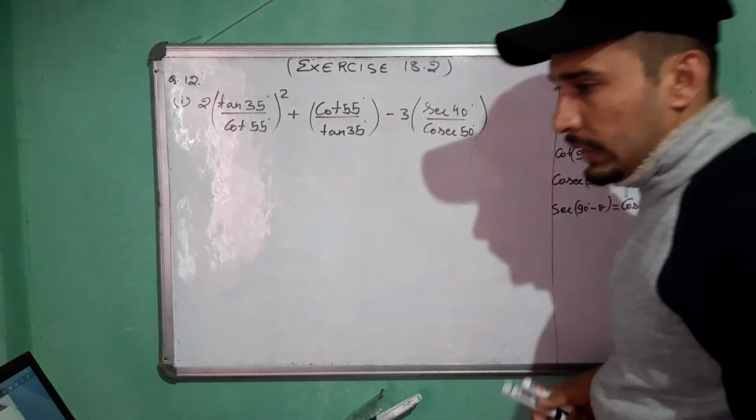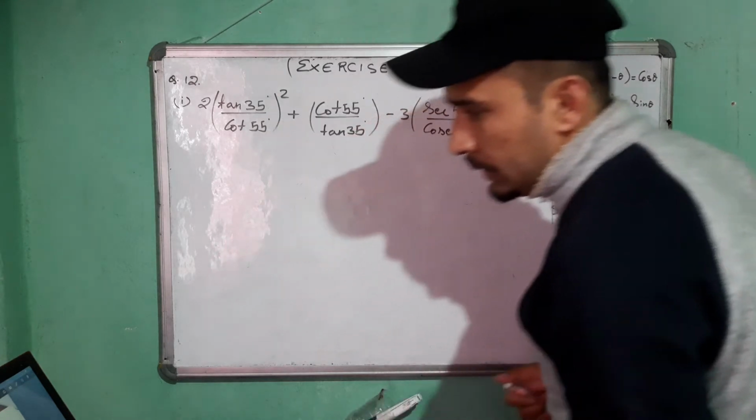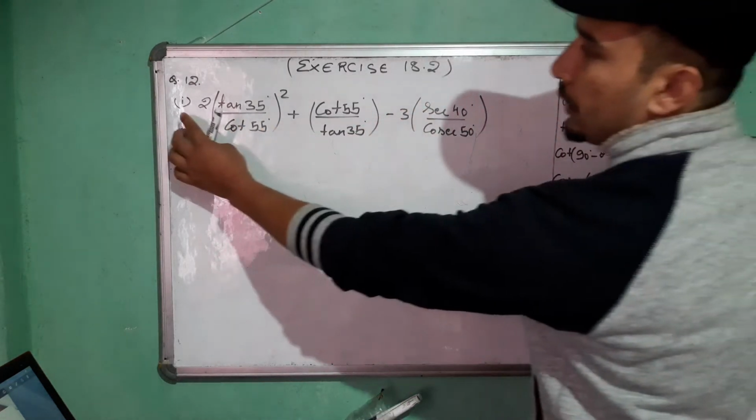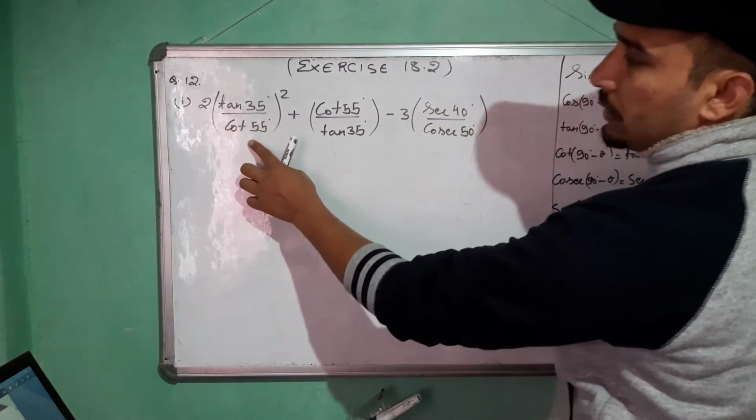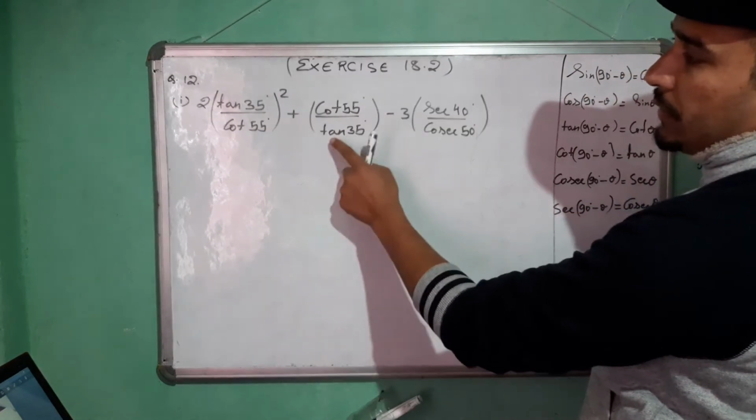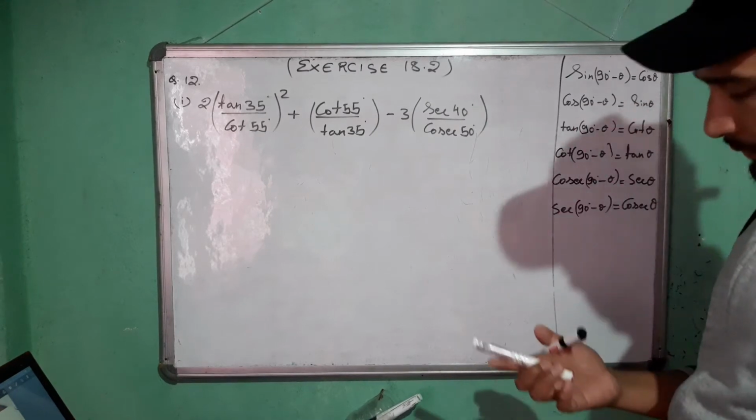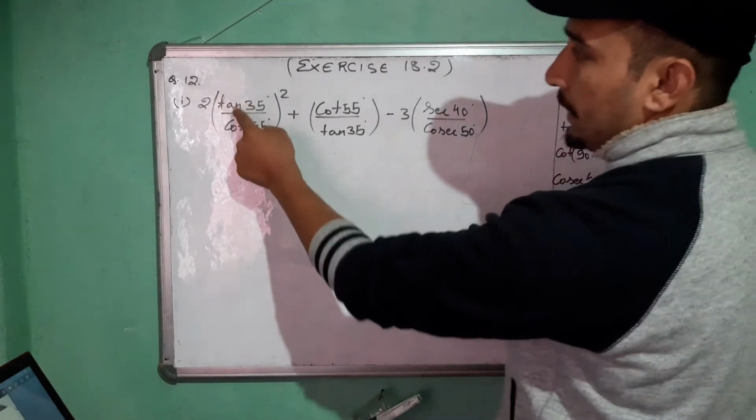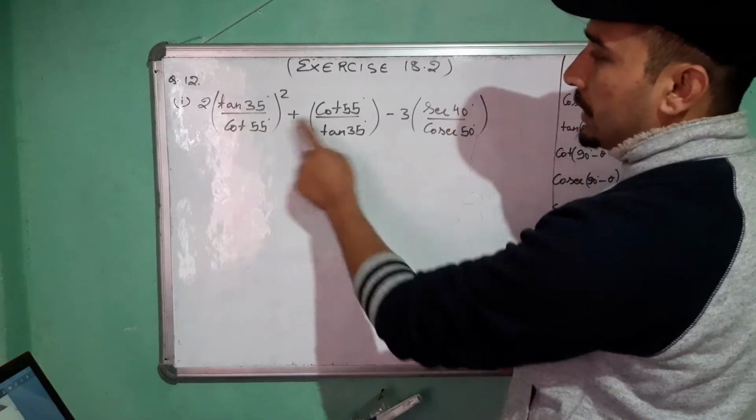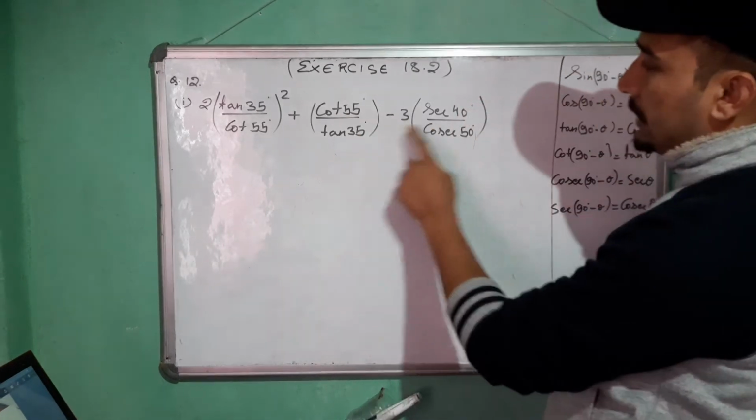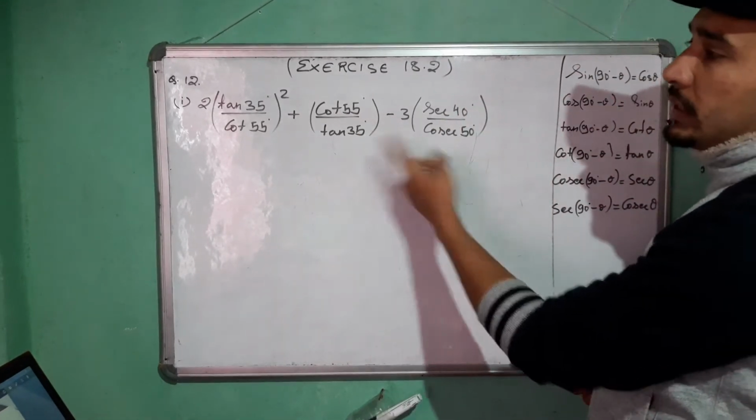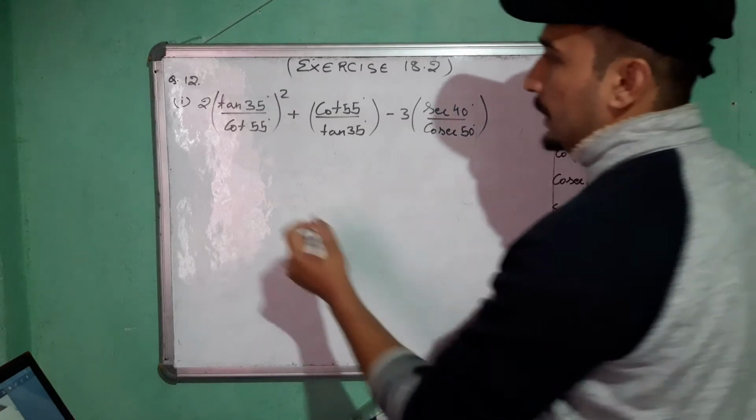Question number 12 is: without using trigonometrical tables, evaluate number 1, 2 (tan 35 degree over cot 55 degree) whole square plus (cot 55 over tan 35) minus 3 sec 40 cosec 50. So tan and cot have a complementary relation, cot and tan have a complementary relation, and sec and cosec have a complementary relation. So convert it and then solve it.